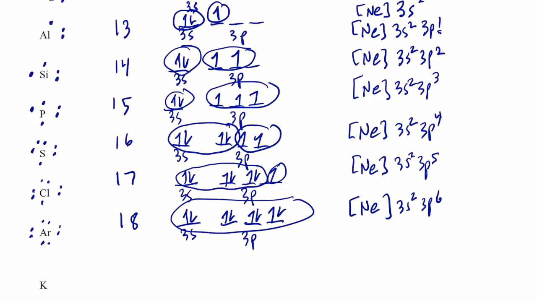And we have what we call a noble gas configuration with argon. That noble gas configuration simply means that it has 4 pairs of electrons in its outermost level, its valence level, and that is a very stable configuration.